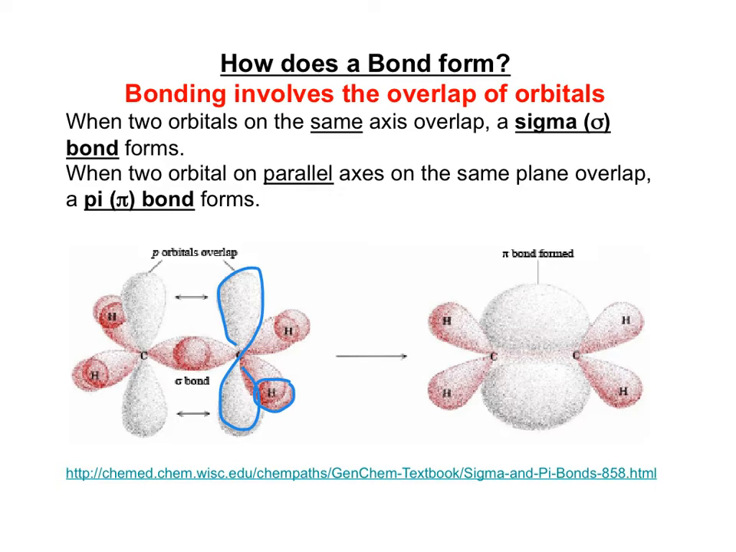So a bond forms when there's an overlap of atomic orbitals. When 2 orbitals on the same axis overlap, that's called a sigma bond. When 2 orbitals on parallel axes on the same plane overlap, that's called a pi bond.